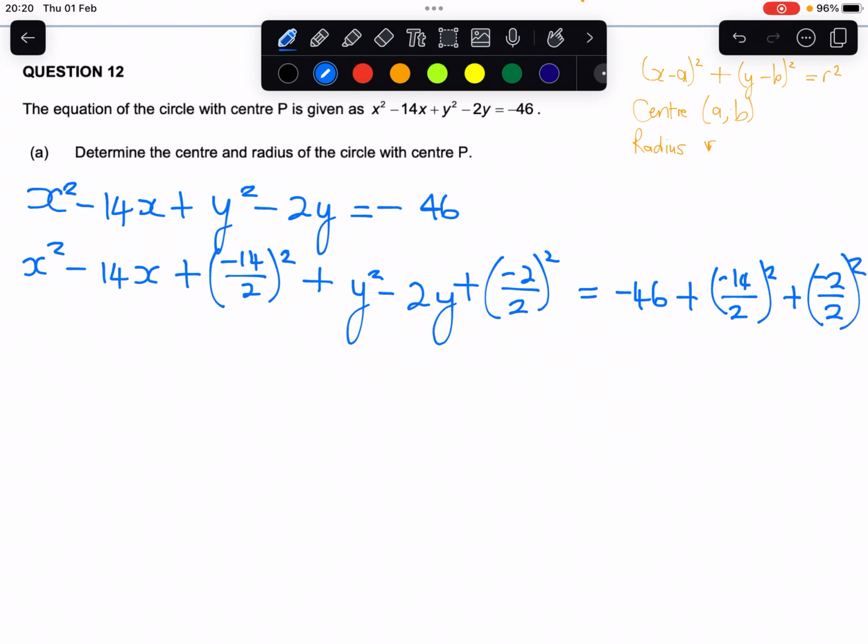Right, so then we can straight away put this into squared form. So this will be x plus the result of what's inside that bracket, so (x minus 7) squared, right? And over here we'll have (y minus 1) squared. Okay, that becomes a minus 1.